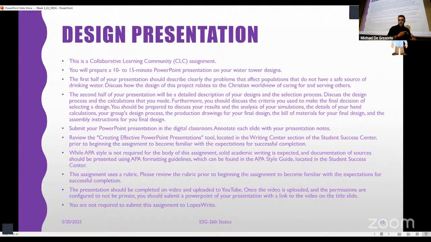The first half of the presentation describes clearly the problem that affects the population that does not have a safe source of drinking water. Discuss how your design of the project relates to the Christian worldview of caring and serving for others. Second half is a fully detailed description of your design and the selection process that you underwent to go from two designs to one design. Submit your PowerPoint presentation in the digital classroom, and annotate each slide with your notes. That's just good practice. If you don't want to use PowerPoint and you want to use Google Slides, that's fine. Equivalent. Remember, Halo only takes certain file types.